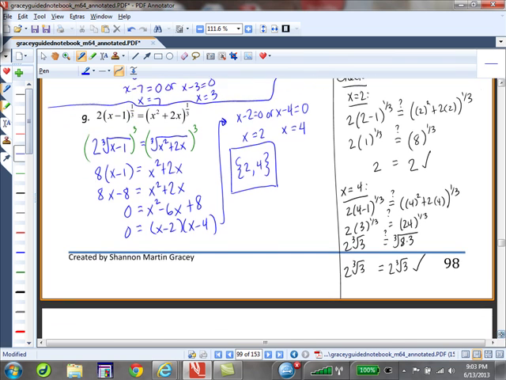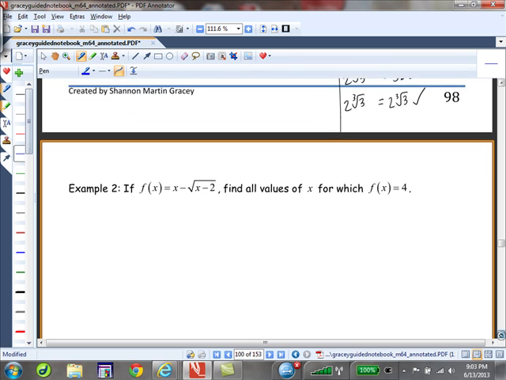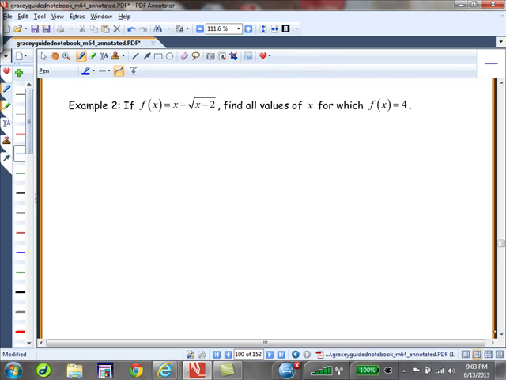All right, so here we go. So just a little bit of an application. Ooh, we reached page 100. Awesome. I mean, including the cover page, I guess. So here we go. If f of x is equal to x minus the square root of x minus 2, find all values of x for which f of x equals 4.